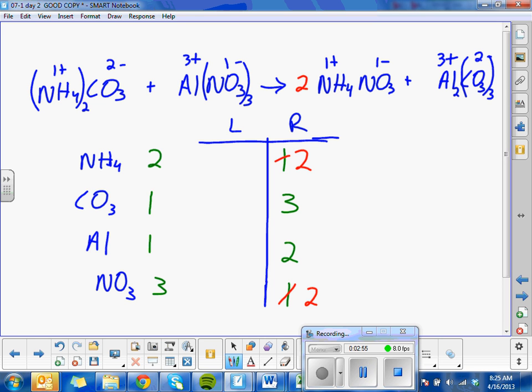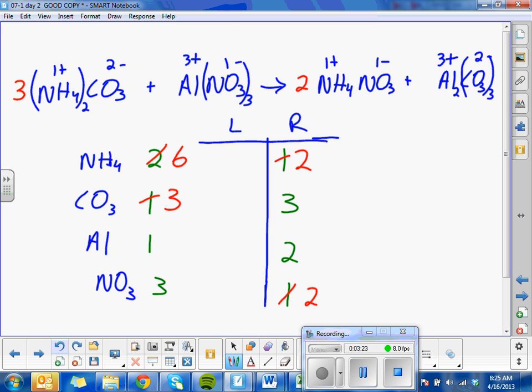Next, we'll work with the carbonate, and we need to get the carbonate on the left side to be 3. So we put a 3 out in front of this whole thing. Remember, we cannot put numbers in between like that. We can only put them in front of that whole compound. So I'll put the 3 out there, and that changes the carbonate to a 3. That also changes my ammonium, which was 2, to now 6 on the left side.